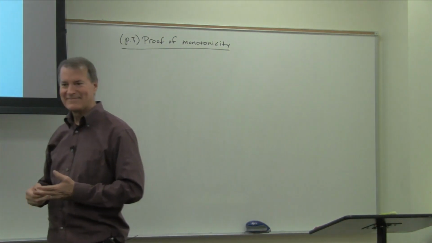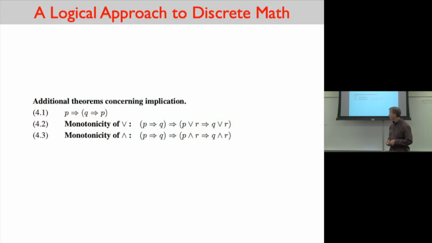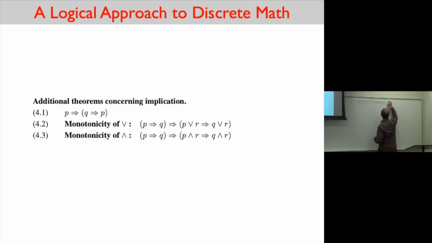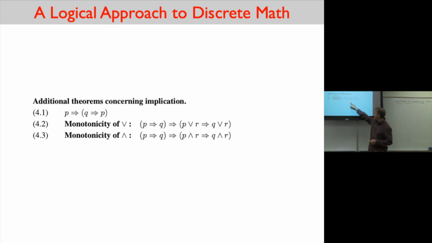P implies Q implies 4.2 and 4.3. It says, if P implies Q, then something with P replaced by something with Q. So it's 4.3. This is similar to 4.3. Here, what 4.3 says is that if you know that P implies Q, then you know that P and R implies Q and R.